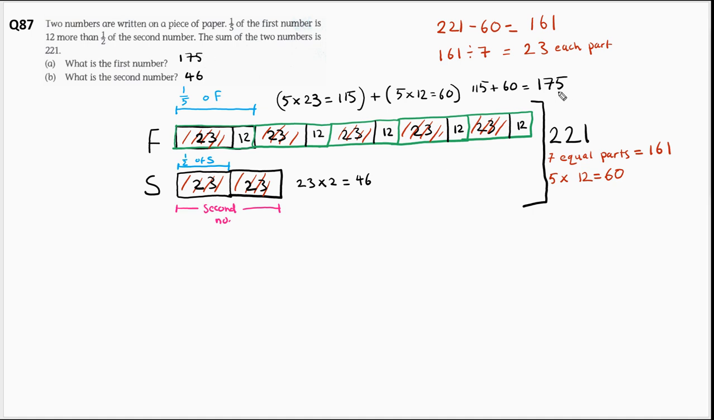Now, you could have done this a number of ways. You also could have decided to calculate 1/5 of the first number, which would have been 23 plus 12, which is 35. Okay, and then you could have done 35 times 5, which is also going to get you to this same answer. It doesn't matter. You just do what jumps out at you from the model that you've drawn.